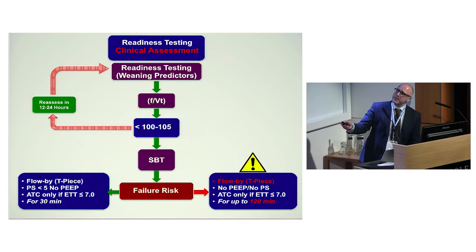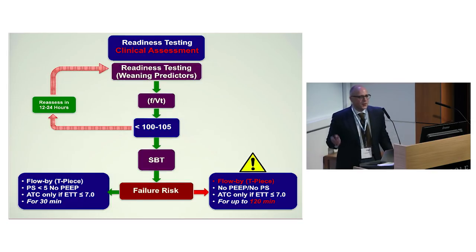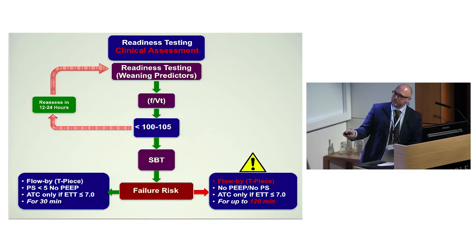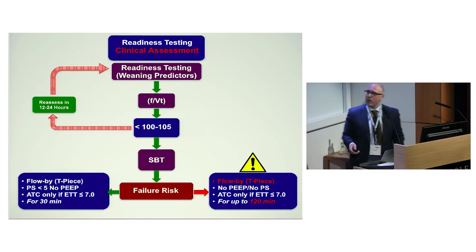So the first thing is, think about your clinical assessment. That makes common sense. And see whether the patient is ready to be tested for weaning. We look at some predictors. We look at the F over VT. Don't know how many people use this. Anyone uses the F over VT? RSBI, quite a few over there. And the idea is that if the RSBI is very high, then we need to reassess, because the probability that the patient will pass the spontaneous breathing trial is very low.